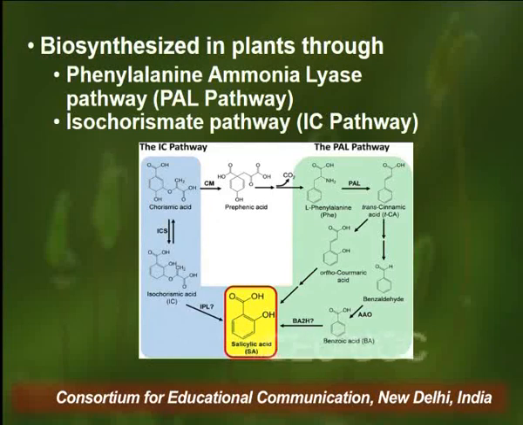Now it starts with shikimic acid, which produces chorismic acid as an intermediate. This chorismic acid, through ICS, that is isochorismate synthase enzyme, gets converted into isochorismate, and it eventually gets converted into salicylic acid. In the PAL pathway, this chorismic acid gets converted into prephenic acid, which leads to the production of phenylalanine. This phenylalanine further gets converted into cinnamic acid. Cinnamic acid gets converted into benzaldehyde or coumaric acid or ortho-coumaric acid, and both these intermediates eventually lead to the production of salicylic acid inside the plant. So this is how salicylic acid is synthesized through these two pathways.